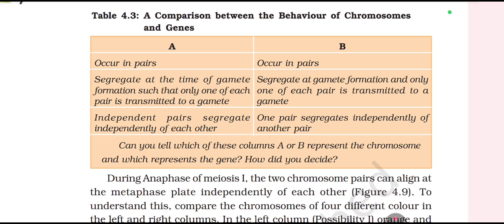A: occurs in pairs. B: occurs in pairs. A: segregate at the time of gamete formation such that only one of each pair is transmitted to a gamete. B: segregate at gamete formation and only one of each pair is transmitted to a gamete. A: independent pairs segregate independently of each other. B: one pair segregates independently of another pair. Can you tell which of these columns, A or B, represent the chromosome and which represent the gene? How did you decide?